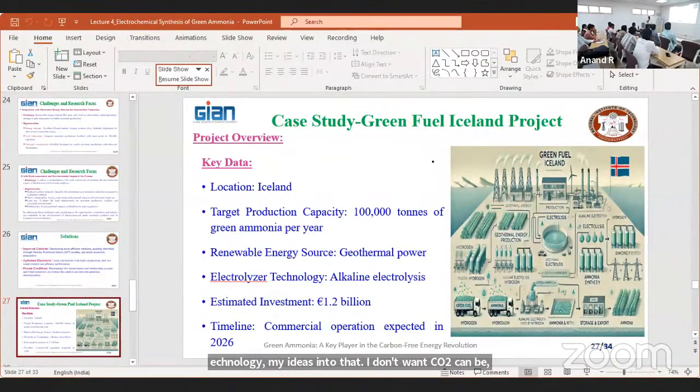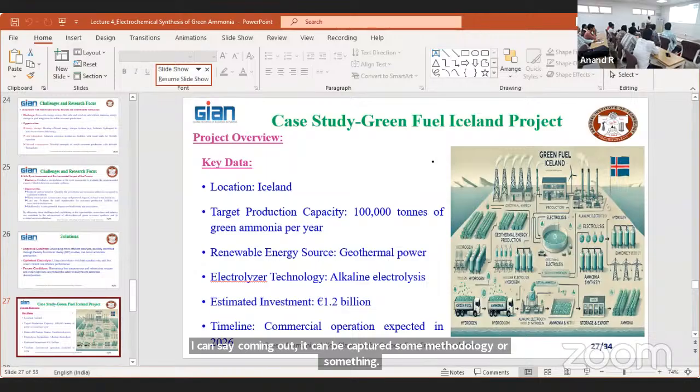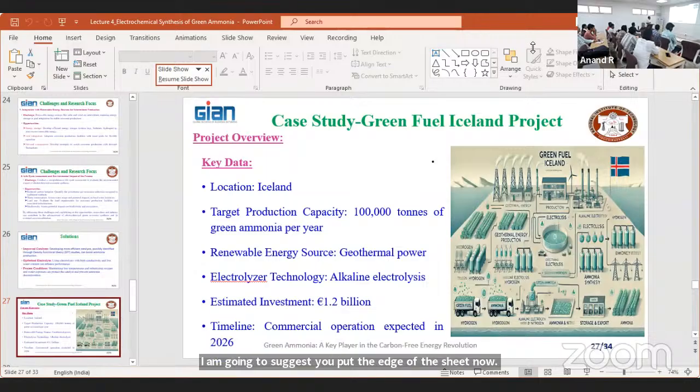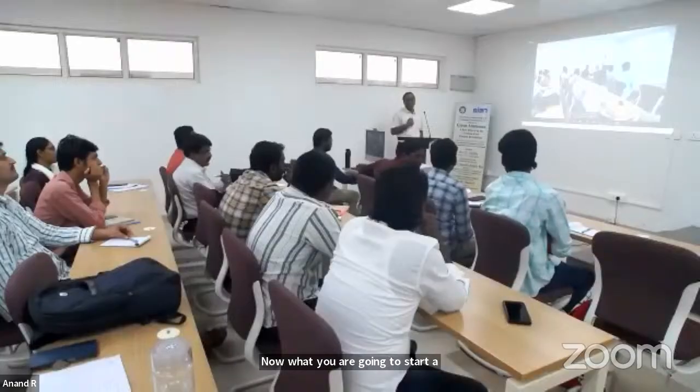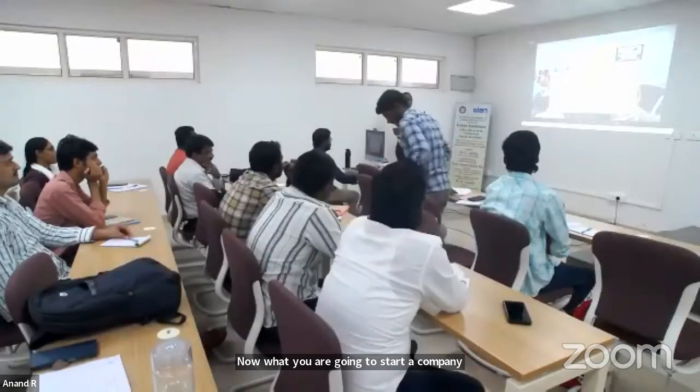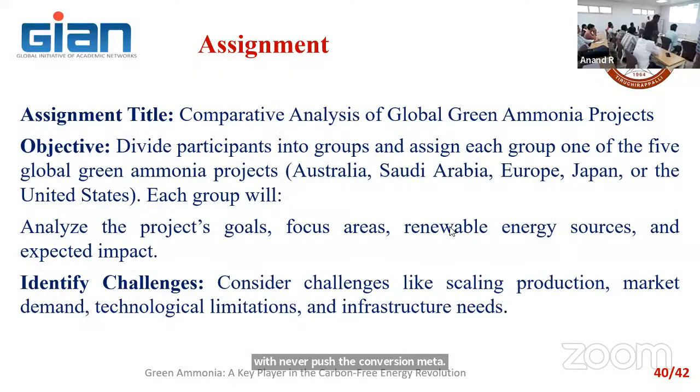I am going to distribute the A0 sheet now. Suppose you are going to start a company with Haber-Bosch, the conventional method. What may be the new changes you are going to bring? Sir, there are so many flaws, so many disadvantages. Sir, I have something in my mind. I am from Tanjore, I am from Thoothukudi. Sir, I want to create ammonia. I want to produce the ammonia. What are the systems you are going to bring?